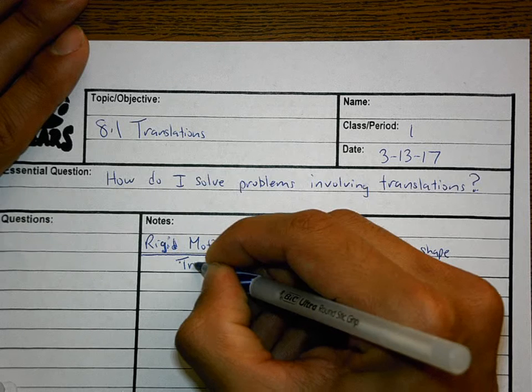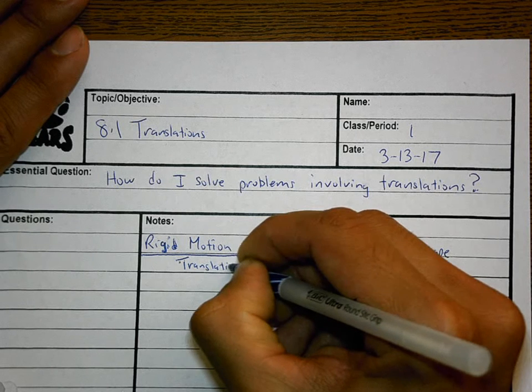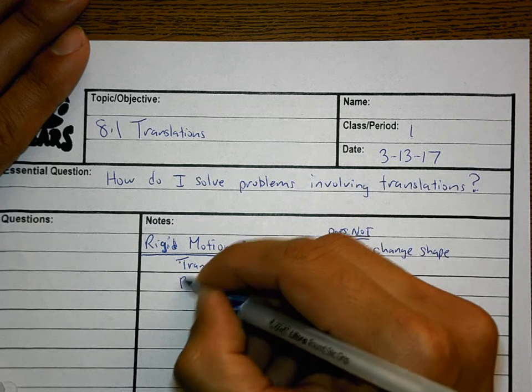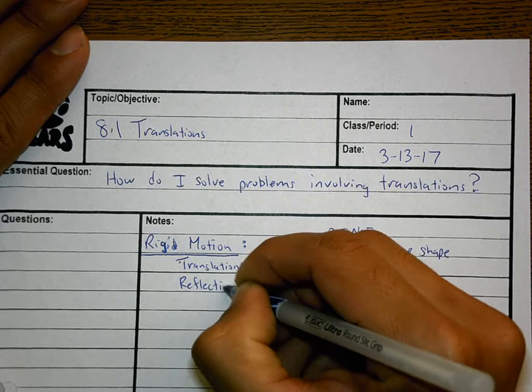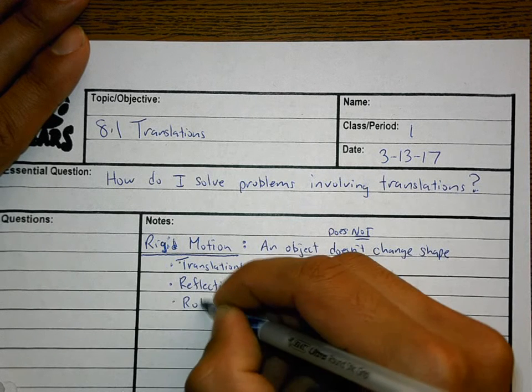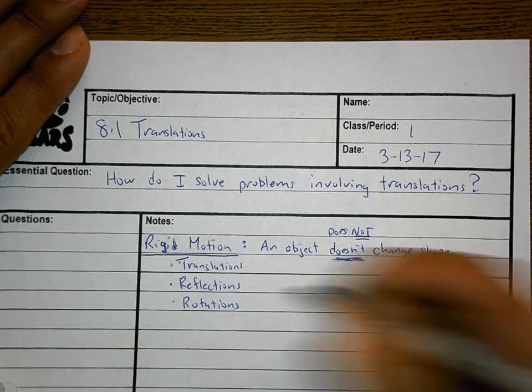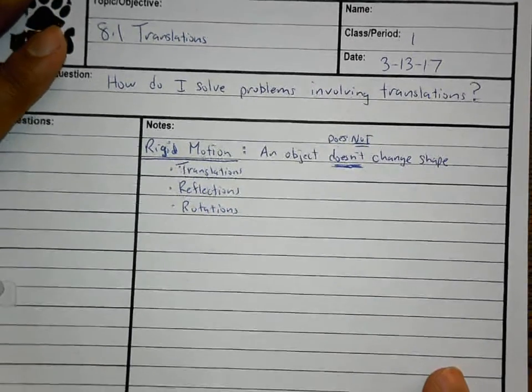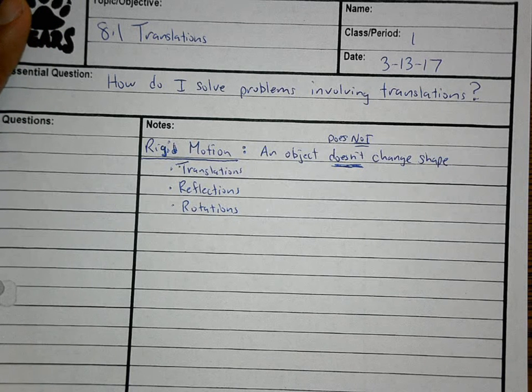We're dealing with translations, reflections, and rotations. All 3 of these are examples of rigid motions. All 3 of these, the object doesn't change shape. It still is the same size shape that it was when it started. It just, something happened to it.